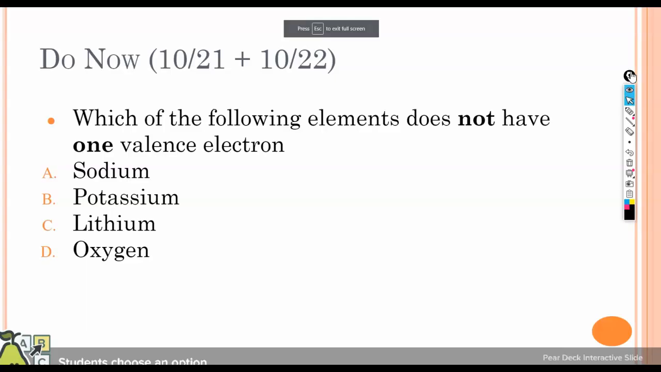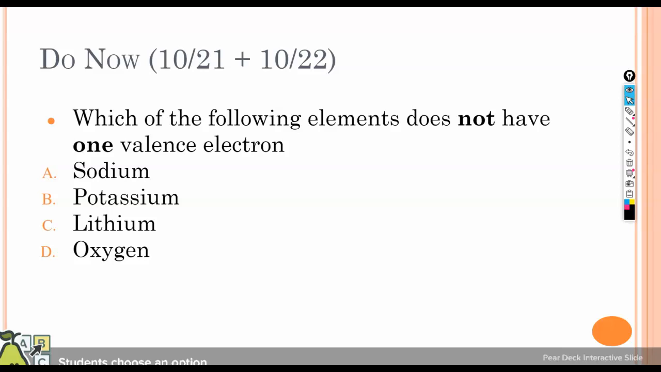Okay, so in this video, we're going to start the next section of notes. But before we do that, we're going to answer this do now question based off of the notes that you took last class over valence electrons. So try to use your notes and try to use your periodic table to answer this do now question.